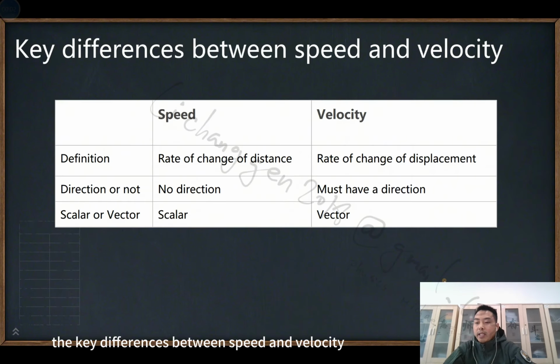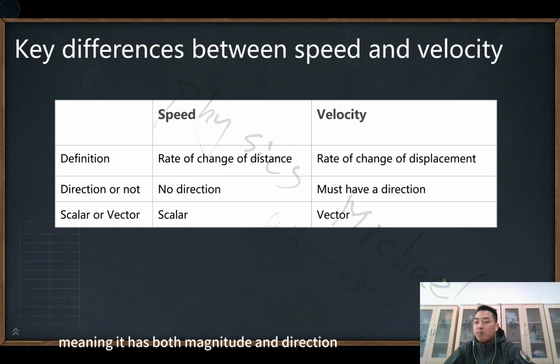Let's check the key differences between speed and velocity. Speed is a scalar quantity, meaning it has only magnitude and no direction. Velocity is a vector quantity, meaning it has both magnitude and direction. Speed is based on distance traveled, while velocity is based on displacement. Two objects can have the same speed but different velocities if they move in different directions.